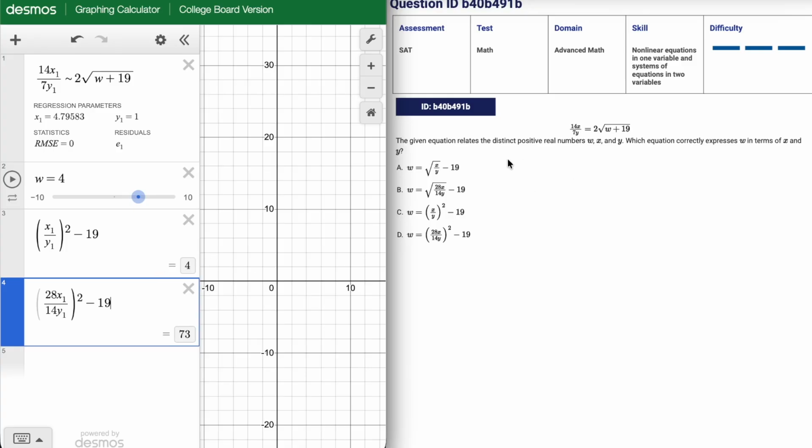So in a problem like this, if you ever see it, all you need to do is set values for each of these variables, set one of them, have Desmos solve for the other ones, and then write in each one of these equations and see which one equals the variable you're trying to solve for. So it's pretty simple.